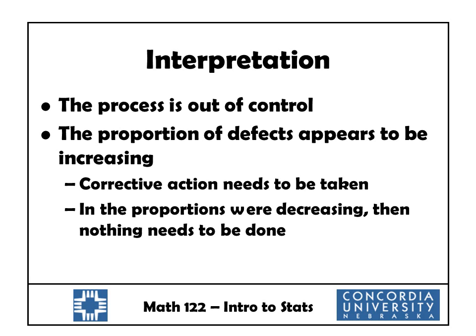However, let's make an observation. If the proportions were decreasing, then nothing needs to be done. If the proportions were decreasing, that means we're having fewer defective bulbs per batch, and that's actually good. We want fewer defects, so in that case it would be out of control still, but that's actually good. So nothing would need to be done in that case.